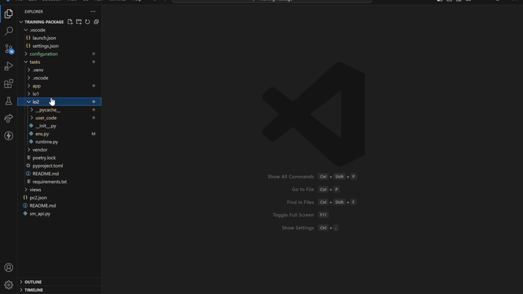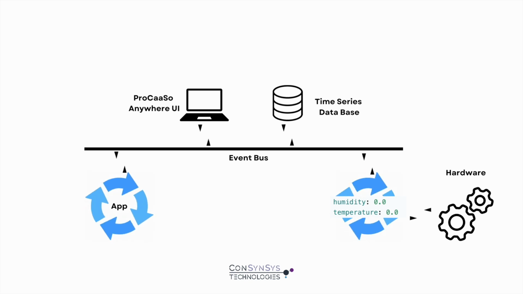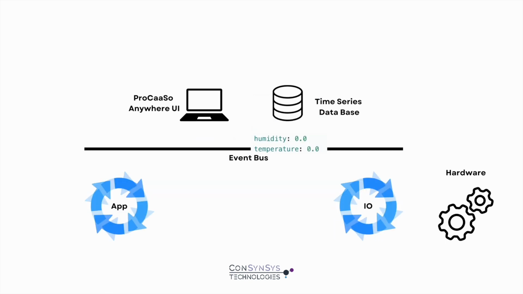Before diving into the files, let's discuss what data models are and why they're crucial. Data models in our Python code reflect the structure defined in the system definition state schemas. These schemas allow user interaction with data on the event bus, enabling seamless communication across the different parts of our system, from the app tasks to databases and the ProCaaSo Anywhere UI.